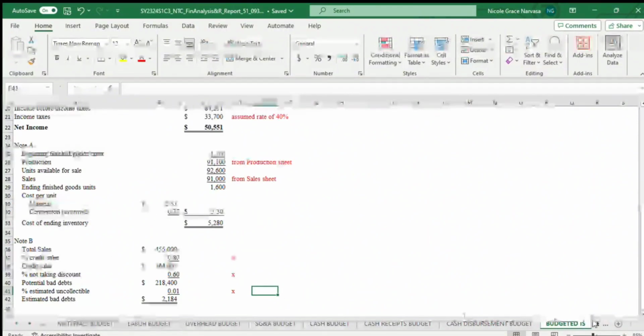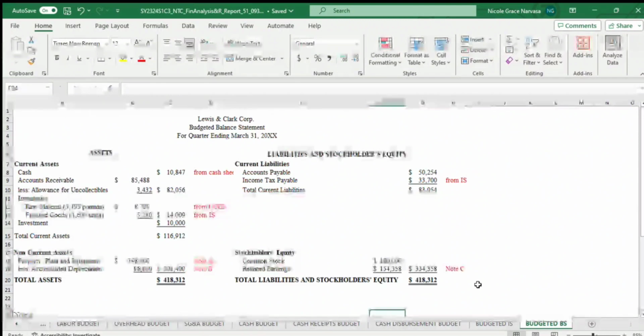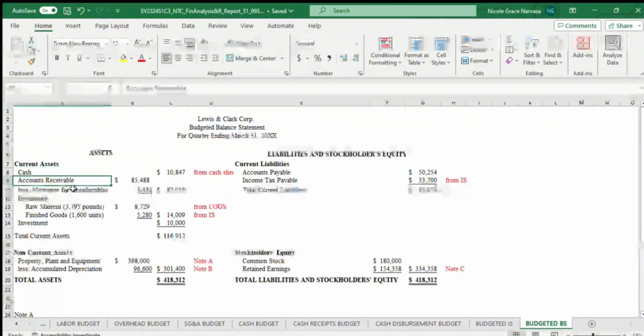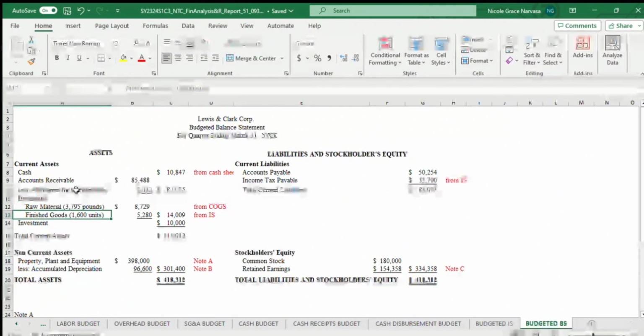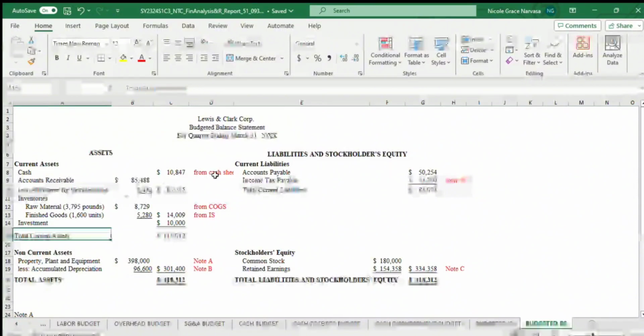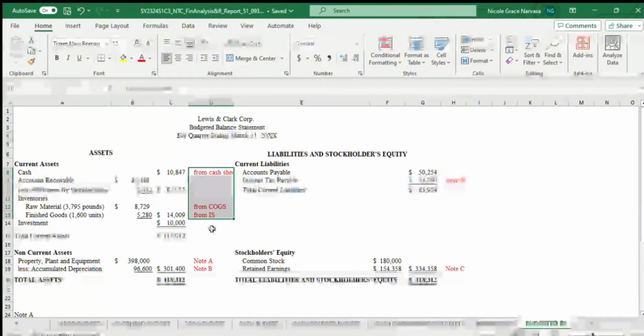So next will be the budgeted balance sheet. This is the budgeted balance sheet of Lewis and Clark Corporation for the quarter ending March 31. For the assets, current assets are cash, accounts receivable, less allowance for collectibles, and then inventories, which are raw materials and finished goods, and investment. That is all of our current assets, from the cash sheet, from COGS, and from the income statement.